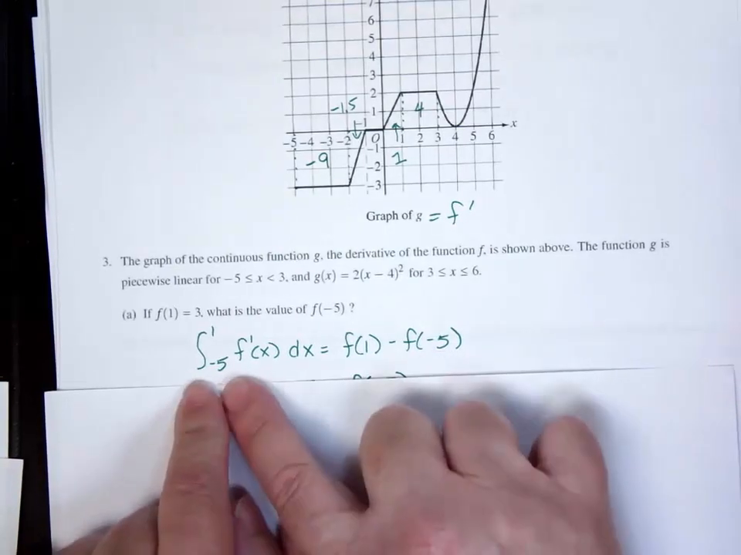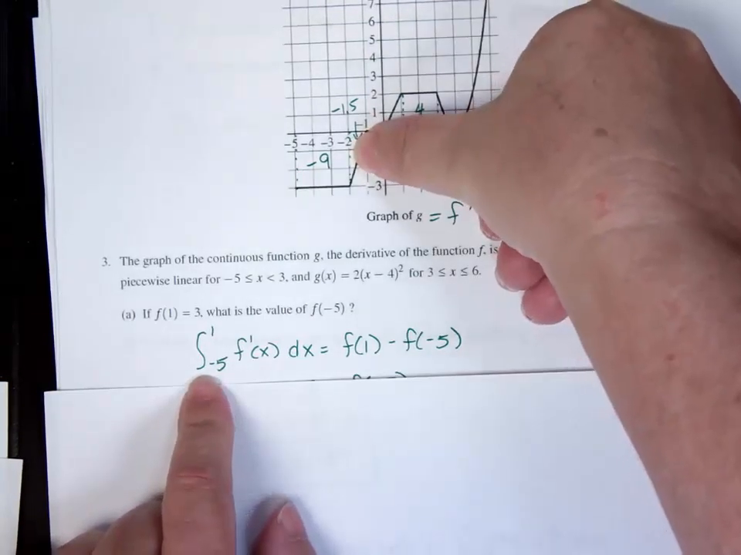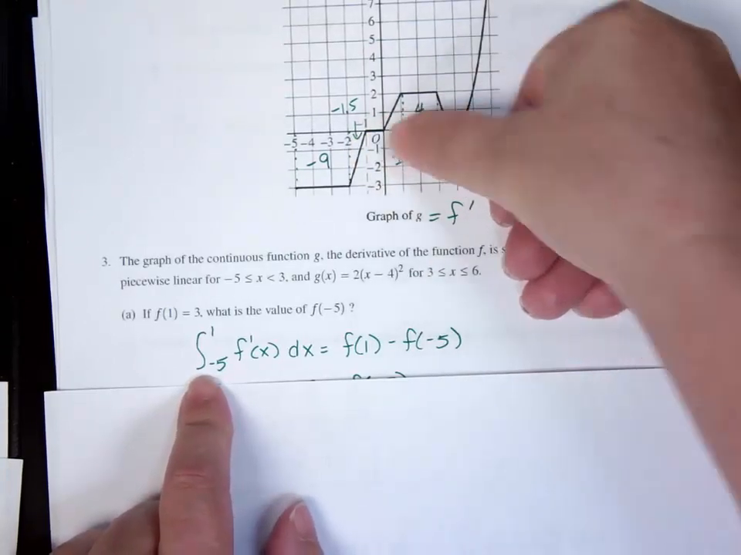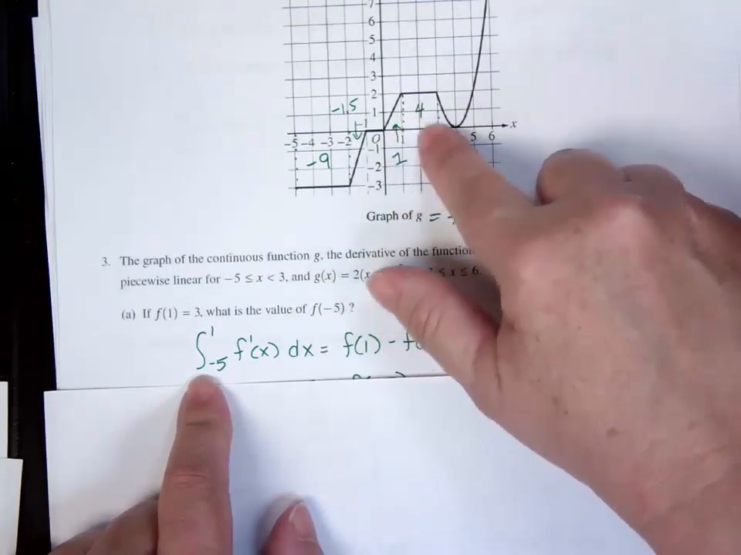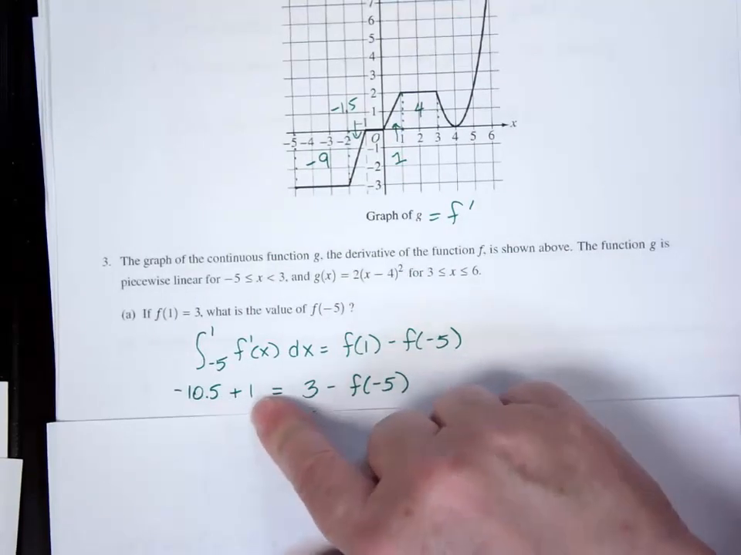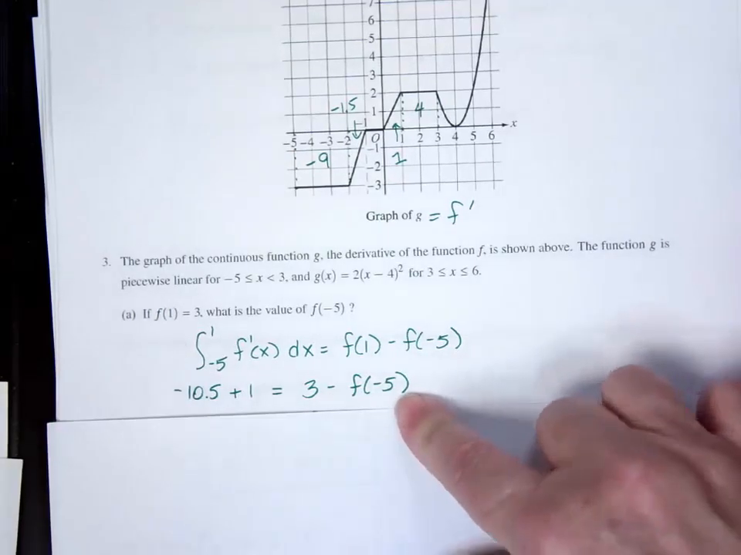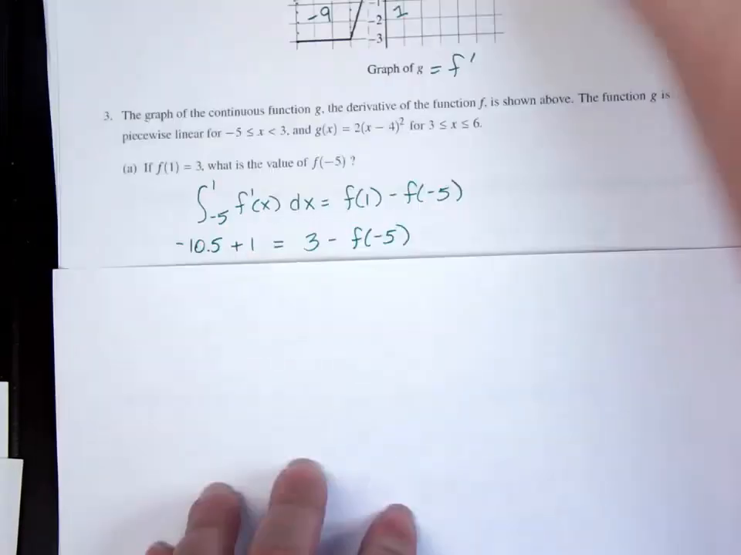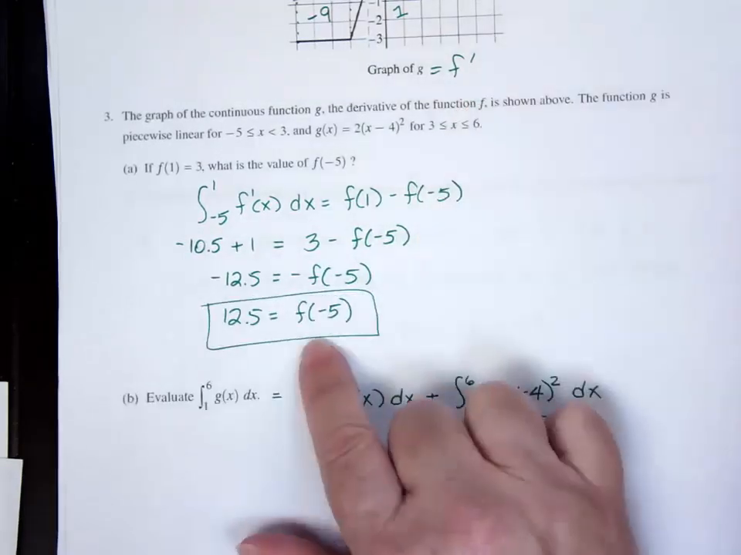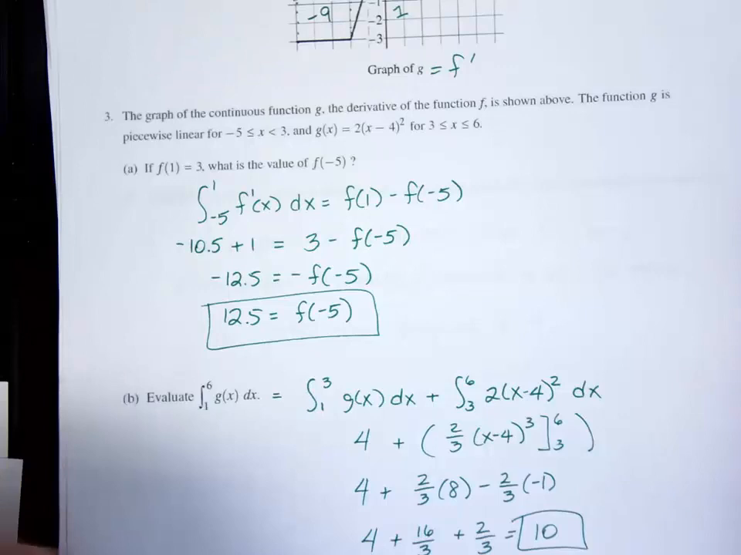So the area under f prime from -5 to 1, so up to -5 to -2, that area is -9. And then the area from -2 to -1 is -1.5. It's a triangle. There is no area in there. And the area right here is 1. So that means I have a -10.5 total and a +1 equals f of 1 is 3. That was given. And I'm solving for f of -5. So now do the math, combine all the constants, you get -12.5 equals f of -5. So f of -5 is 12.5. And there's the answer there.